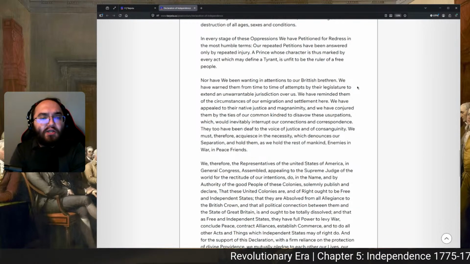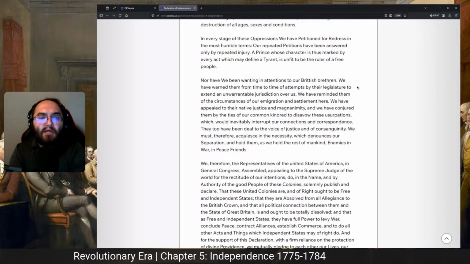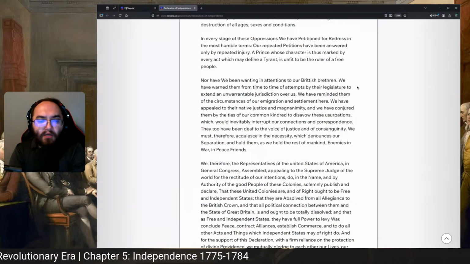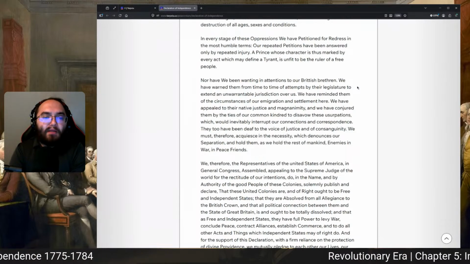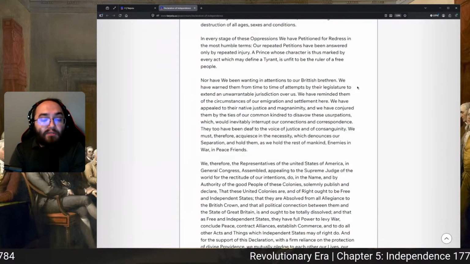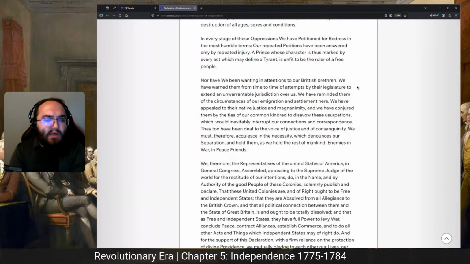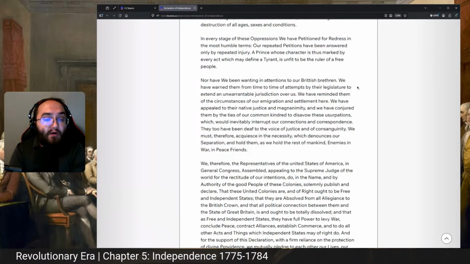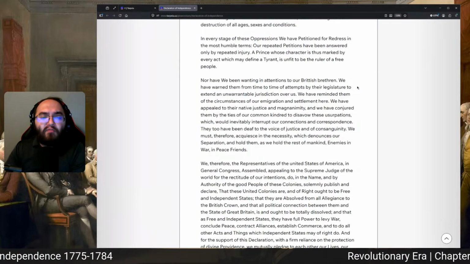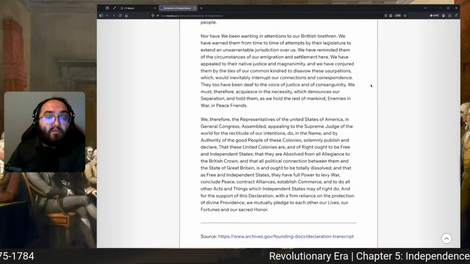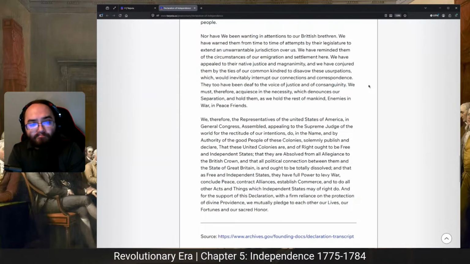In every stage of these oppressions, we have petitioned for redress in the most humble terms. Our repeated petitions have been answered only by repeated injury. A prince whose character is thus marked by every act which may define a tyrant is unfit to be the ruler of a free people. Nor have we been wanting in attentions to our British brethren.